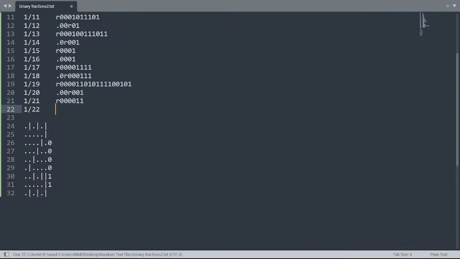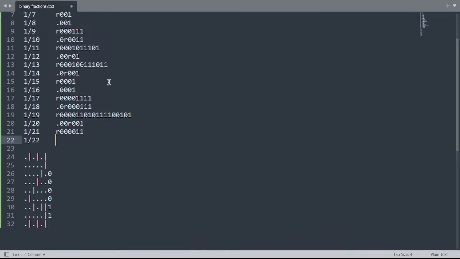Anyway, 1/22. All even numbers, so that's just 1/2 of 1/11th. So I will copy that. 0.0 rep that. Then we have 1/23. Okay, that's over here. Here we go.